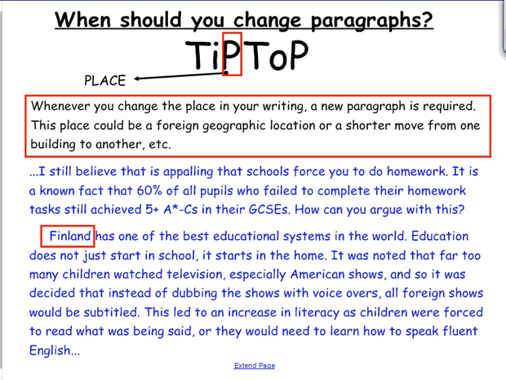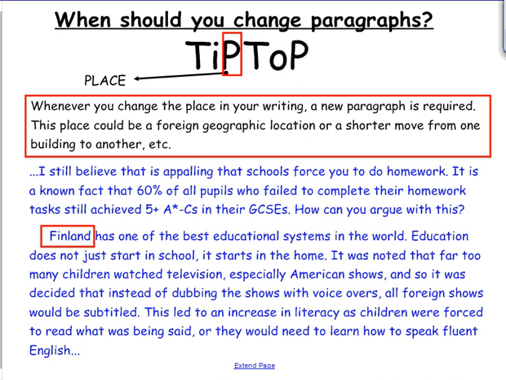Place. Whenever you change the place in your writing, a new paragraph is required. This place could be a foreign geographic location or a shorter move from one building to another. It could also be a move from one room to another, etc.